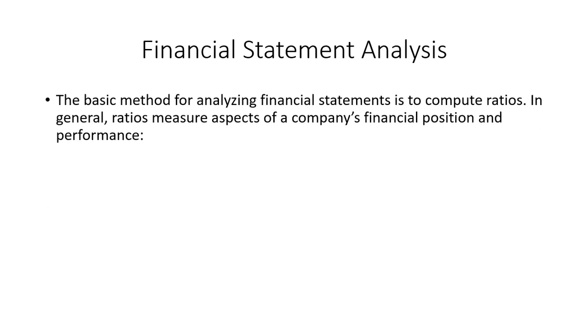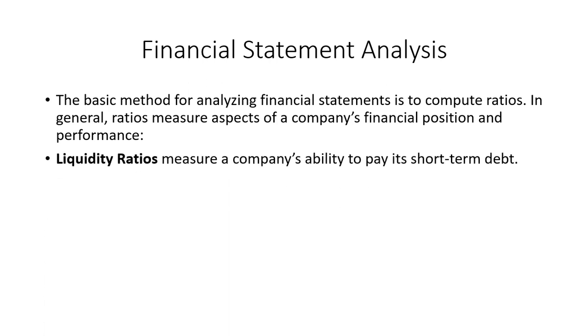Okay, so the basic method for analyzing financial statements is to compute ratios. In general, these ratios measure a company's financial position and performance. There are 13 ratios, and they're divided into 4 things that they measure. First are liquidity ratios, which measure a company's ability to pay its short-term debt. Very important. If you can't pay your short-term debt, you're out of business.